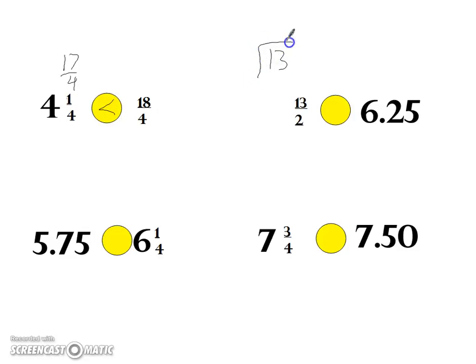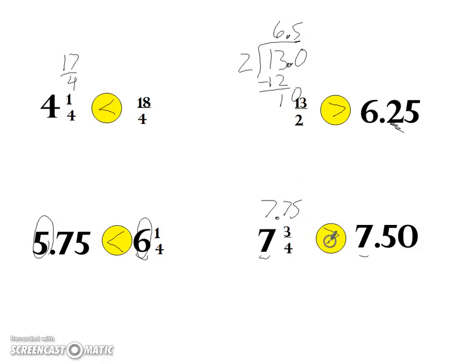Let's divide out the 13/2. 6 times 2 is 12. 1 left over, add a decimal and a 0. 2 goes into 10 5 times, so I got 6.5. 5 beats a 2 in the tenths. Down here, whole number, I got a 6 against a 5 right off the bat. 6 beats 5. We got 7 and 7, so I do need to work this one out. 3/4 is really the same as 0.75. So I got 7.75 is greater than 7.5.